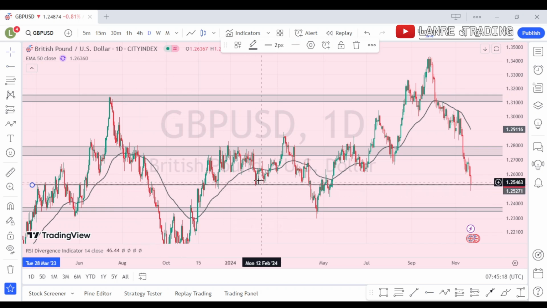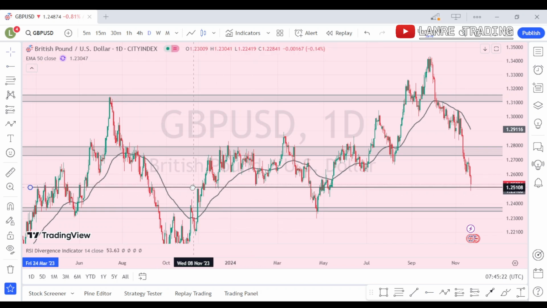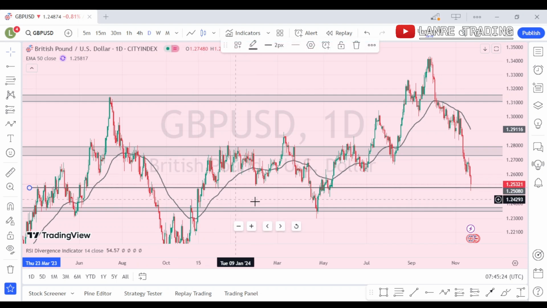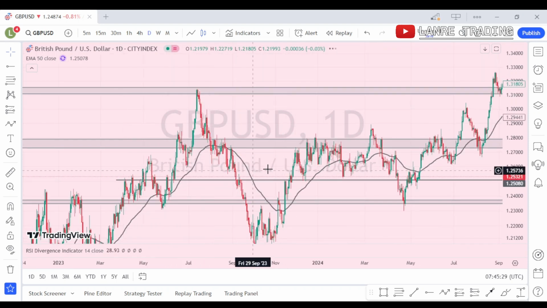Okay, this minor level right about here. This is a minor level, and price is currently expecting this level right about here.